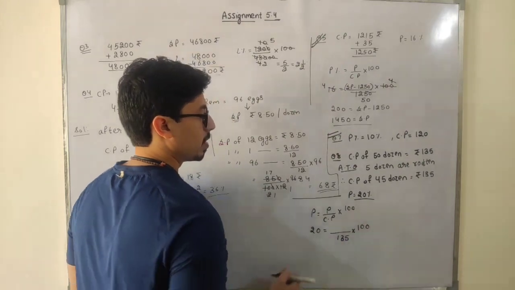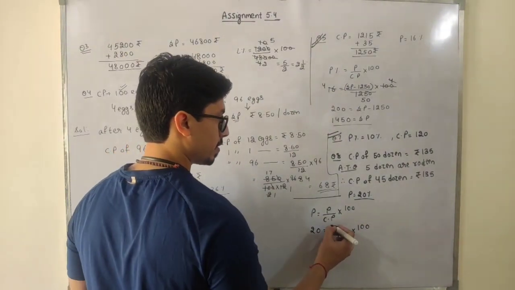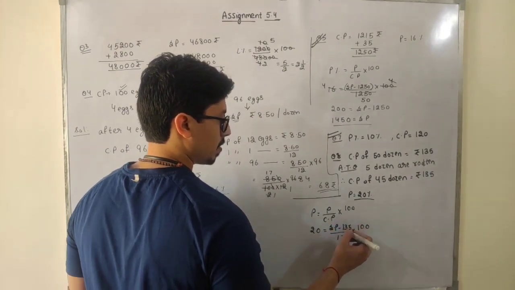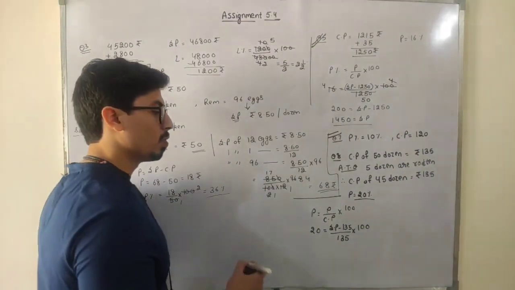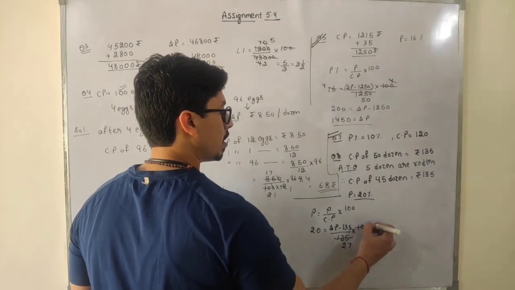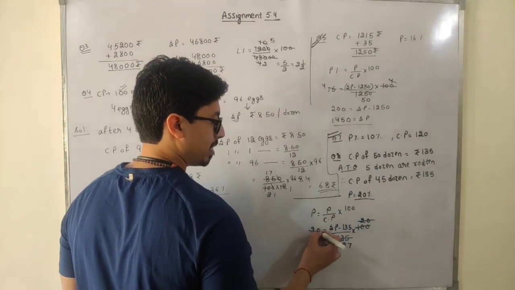Into 100. Profit means selling price minus cost price. Cost price is 135. Okay, so I will just solve this and find out the value. So 5 2s are 10, 5 7s are 35, 5 2s are 10 and 0. So 20 can be cancelled out by this 20.